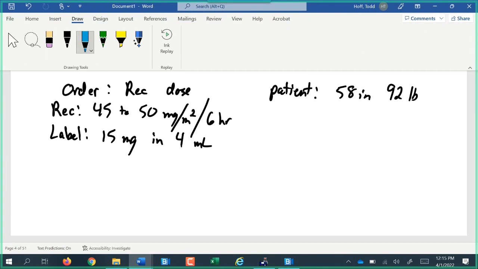So our first step is going to be to find our body surface area. So it's the height of 58 times the weight of 92. Now these are in inches and pounds, so we're going to divide by 3,131.